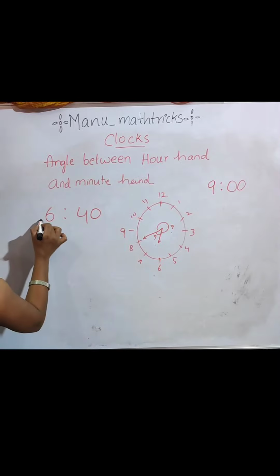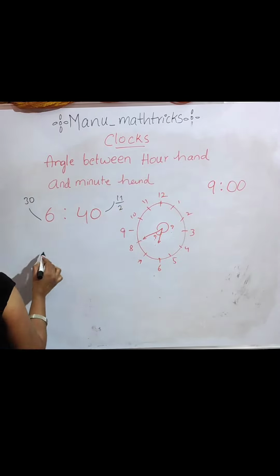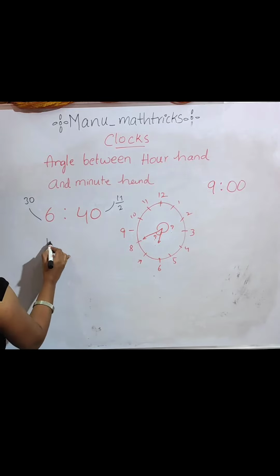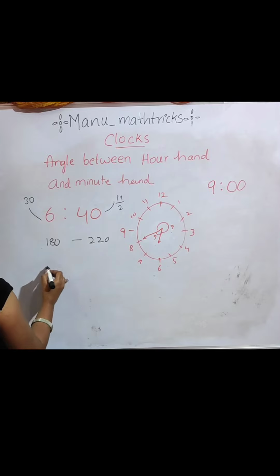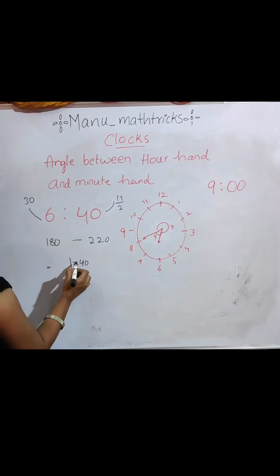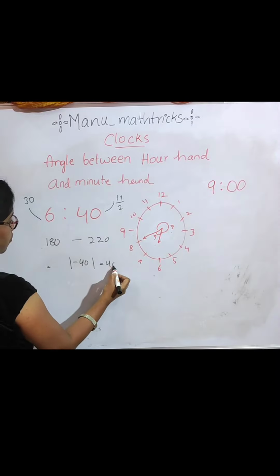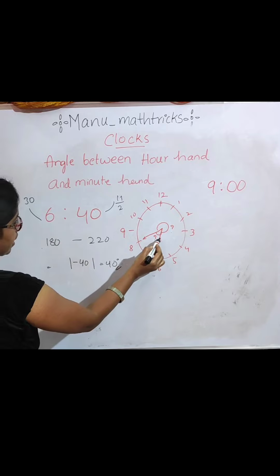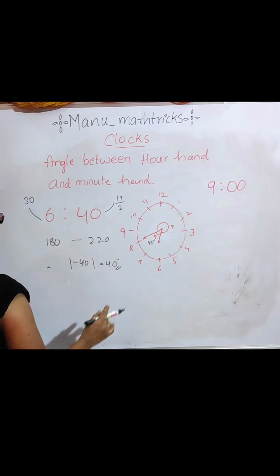Now as we said, the trick: 6 multiplied with 30, 40 multiplied by 11 by 2. 6 into 30 is 180 and 40 into 11 by 2 is 220. Here by subtraction we get minus 40, but angle does not lie in minus degrees. So just keep mod, we get 40 degrees. Modulus of minus 40 is 40. So we got the angle that is 40 degrees between both the hands.